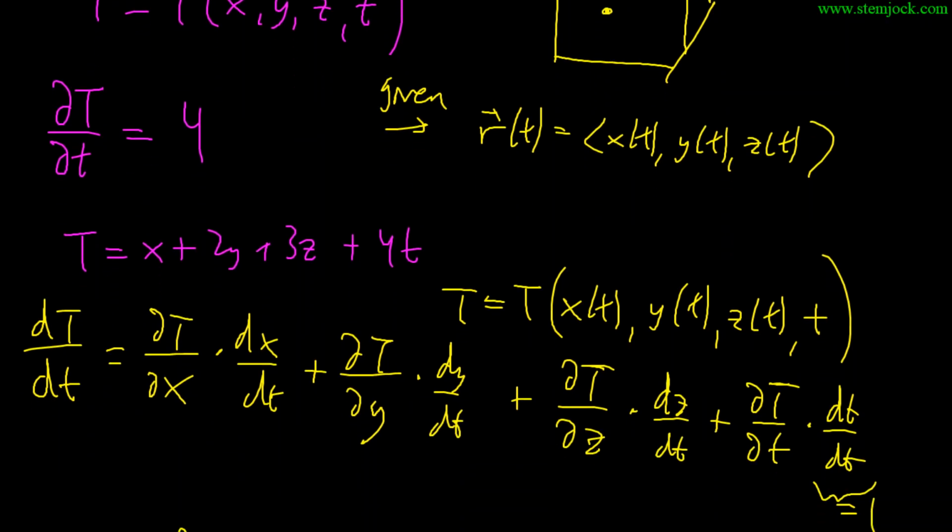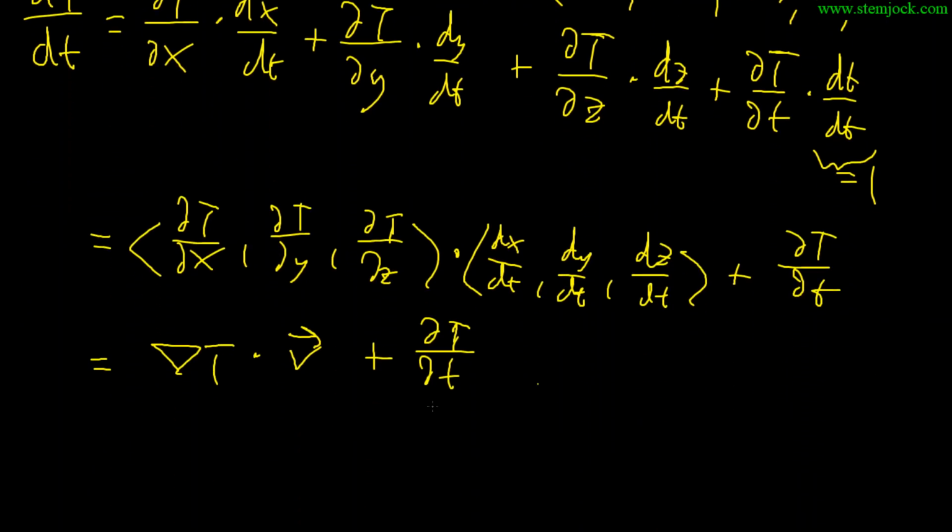Our interpretation of the total derivative of temperature with respect to time is going to be the rate of change of temperature that the fly experiences as it moves throughout the room according to its position r of t. And this is going to be the formula.